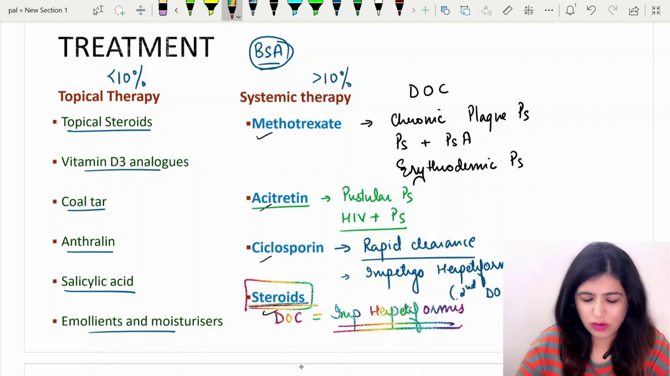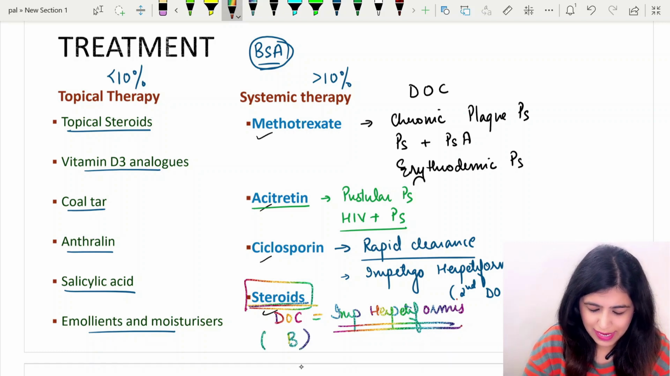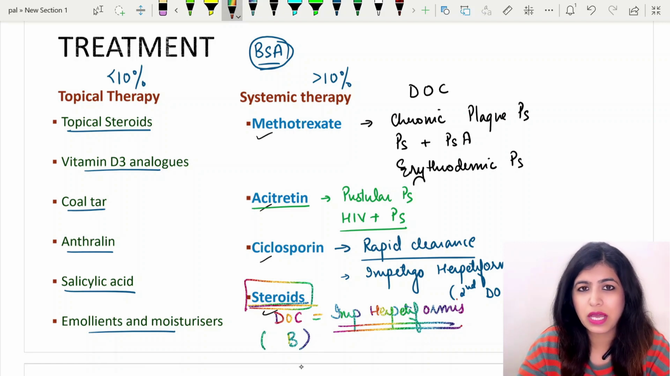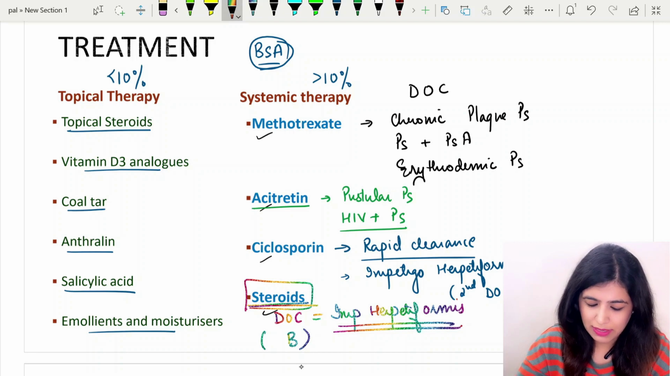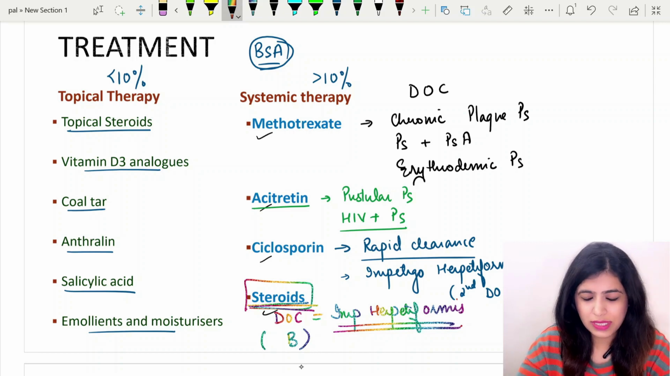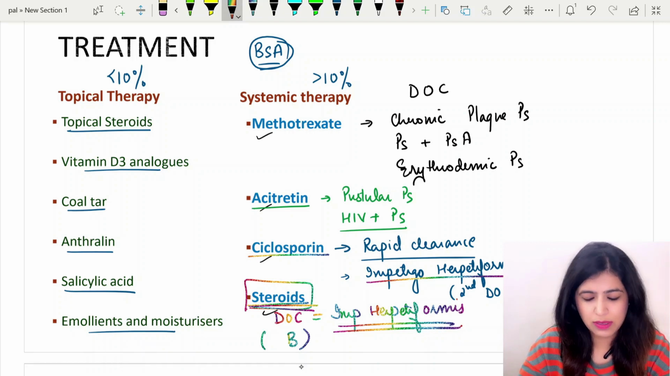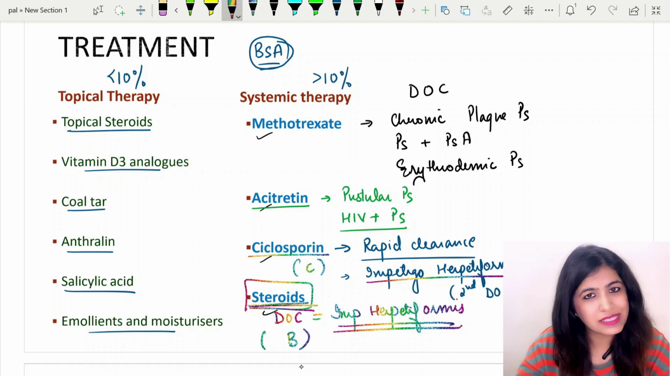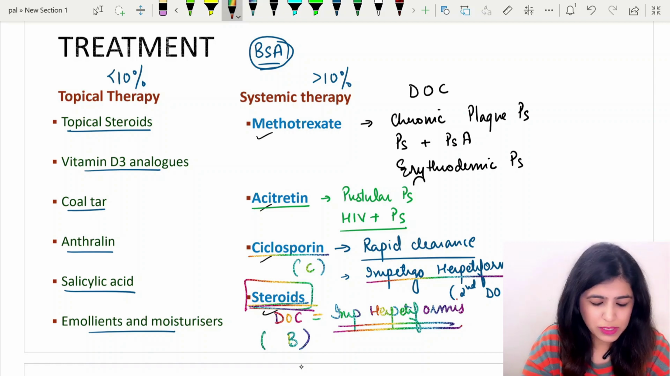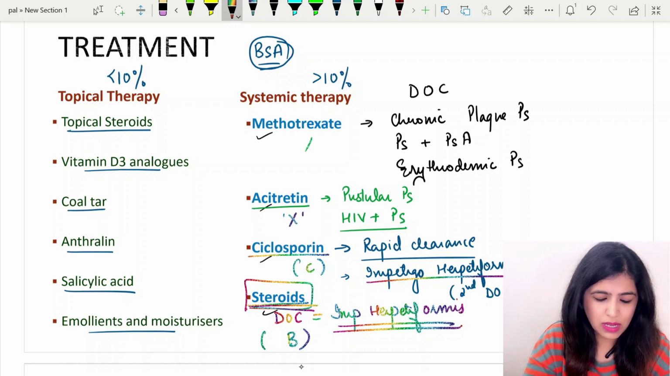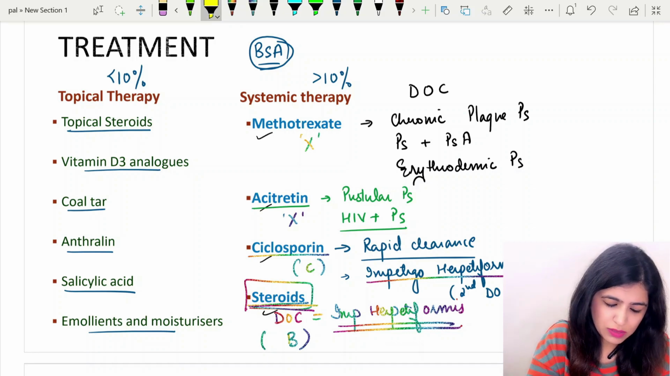First drug of choice in a patient with severe impetigo herpetiformis, that is generalized pustular psoriasis of pregnancy, the answer to that is steroids. They are pregnancy category B, rapidly bring down the inflammation, thereby reducing the risk of fetal damage. If steroids is not mentioned in the exam, you have cyclosporin as an option, then that becomes the answer because it is pregnancy category C. Can you give acitretin and methotrexate in a pregnant patient? No. Both of these are pregnancy category X. So what do you infer from here?